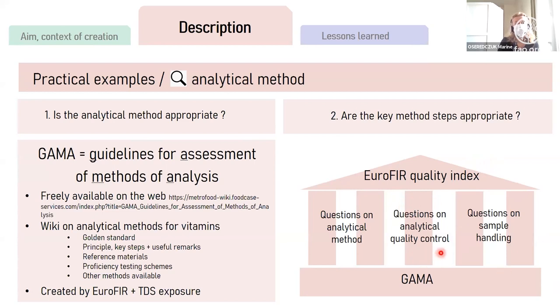The category analytical quality control, questions on sample handling. So the creation of GAMA was a very important step forward because compilers assessing data quality have reported during EuroFIR meetings lacking knowledge regarding analytical techniques. In a sense, GAMA is a foundation supporting the ability to answer many questions of the EuroFIR data quality assessment system.